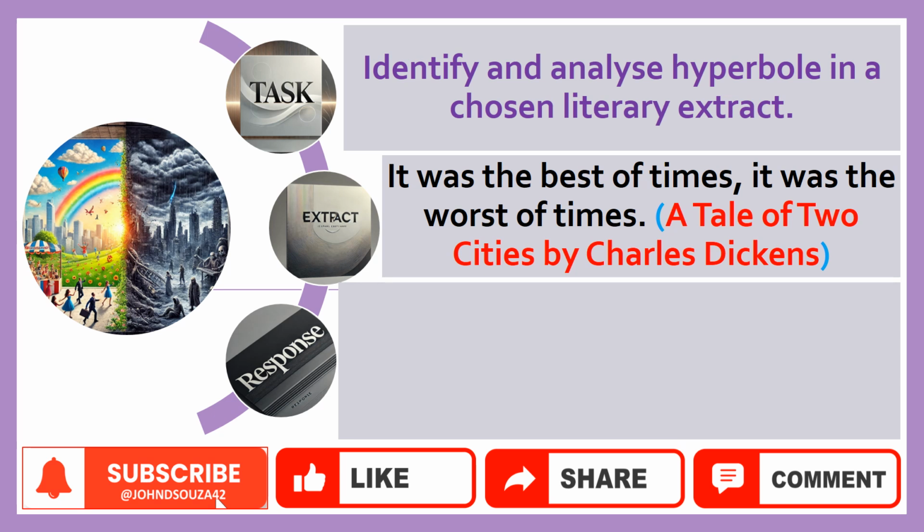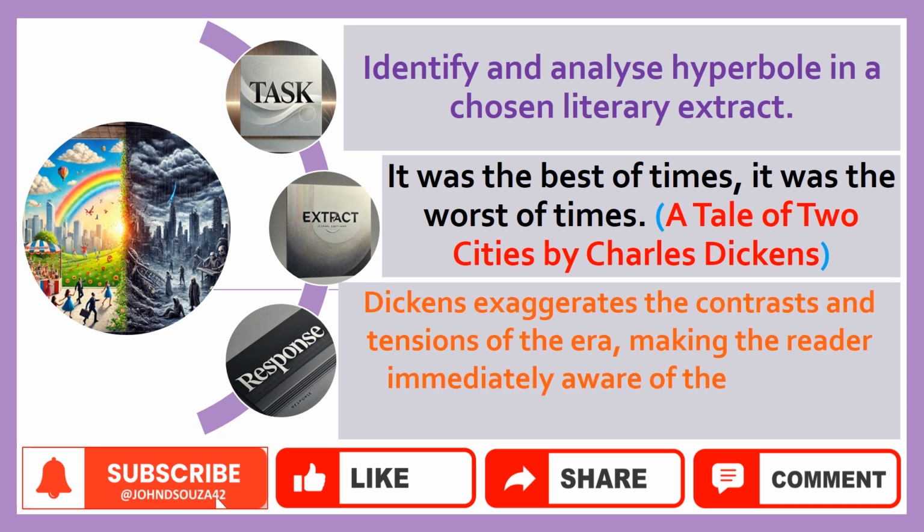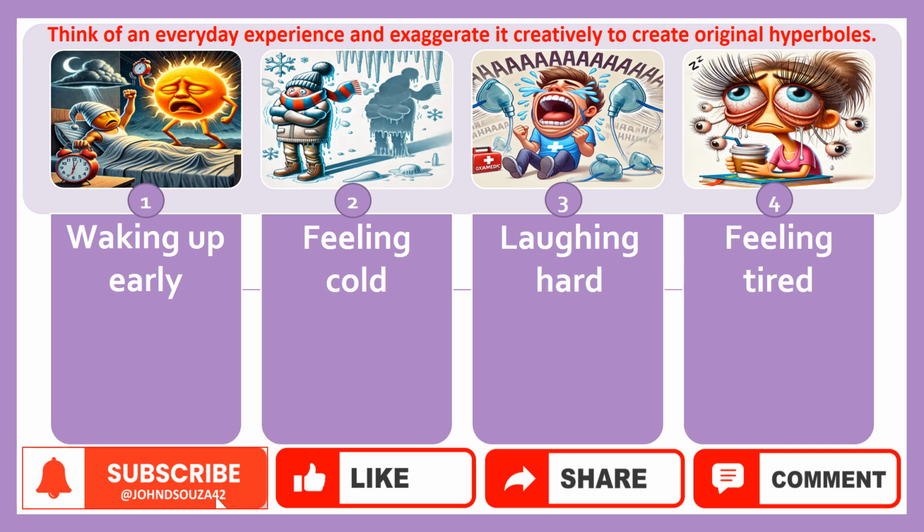Great writers use hyperbole to create vivid images and emotions. Let's see how they do it. Charles Dickens exaggerates the contrast and tensions of the era, making the reader immediately aware of the dramatic nature of the historical context.